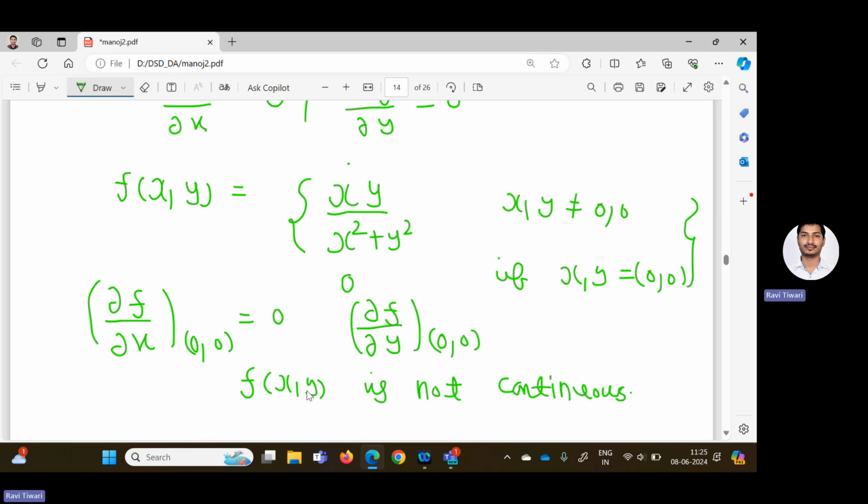In the next video, I am going to take some more examples of this path test. And also in the next video, I will discuss the CR equations, differentiability and analytic functions.